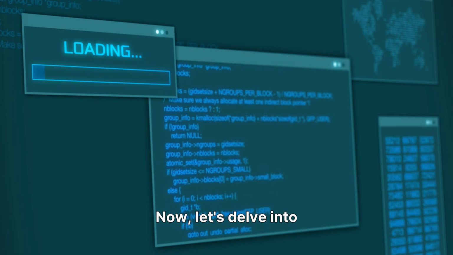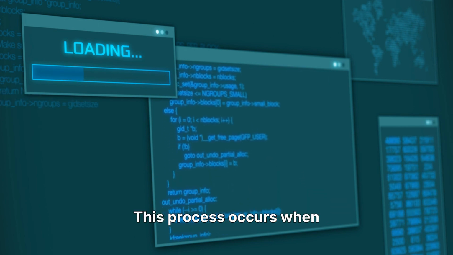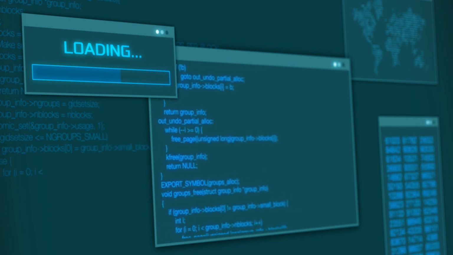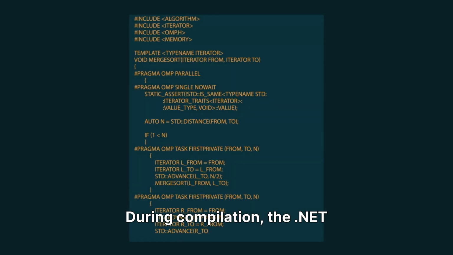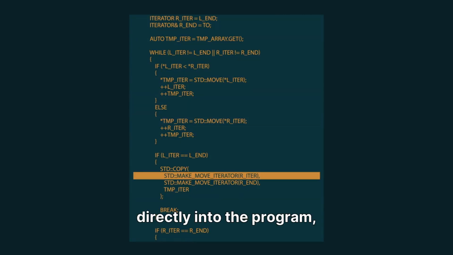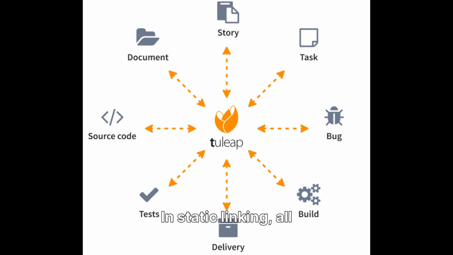Now, let's delve into compile-time linking, also known as static linking. This process occurs when the application is compiled, fixing code calls early. During compilation, the .NET compiler embeds version information of all used libraries directly into the program, ensuring consistency. In static linking, all necessary code is copied into the executable, creating a single, self-contained file. This contrasts with dynamic linking, which links libraries at runtime.